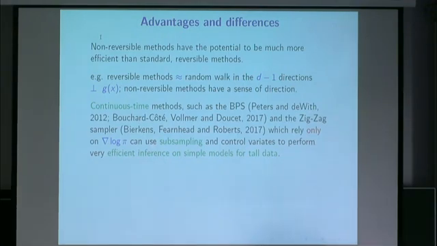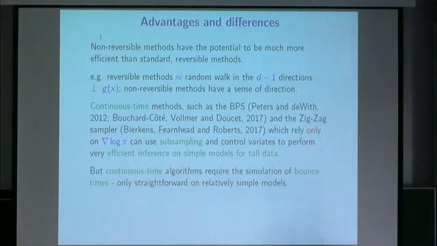So there's another advantage of continuous time methods, which was especially in this paper. Most of the people here are in the audience as well, where you can use subsampling and get a noisy but unbiased estimate of grad log pi. And that can lead to very efficient inference, at least for simple models, and when you've got big data, so lots and lots of tall data.